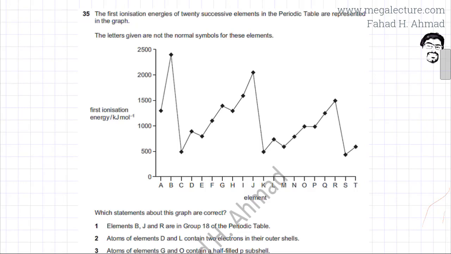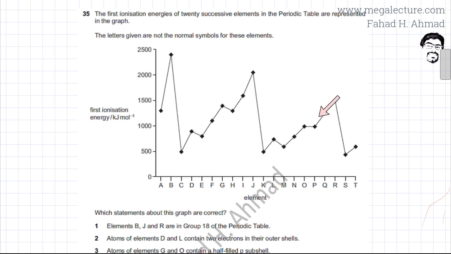The following past paper question reads that the first ionization energies of 20 successive elements in the periodic table are represented in the graph. The letters given are not the normal symbols for these elements. So the ionization energies are plotted, and as you can see, when you move across the period, the first ionization energies are increasing.